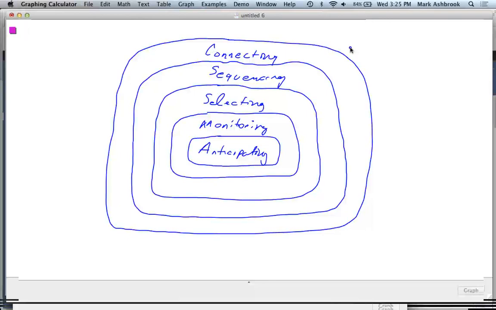So not only is monitoring built on anticipating, and selecting built on monitoring, but you can't select without monitoring, and you have to have selected to be able to sequence, and then you have to have your sequence able to connect. That makes sense? So as you move out, they're all absolutely dependent on the previous.